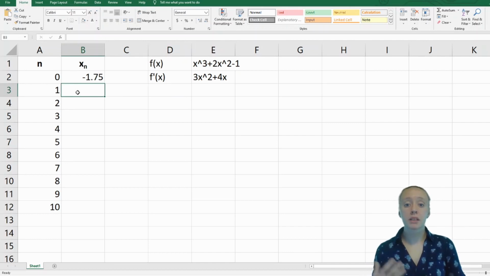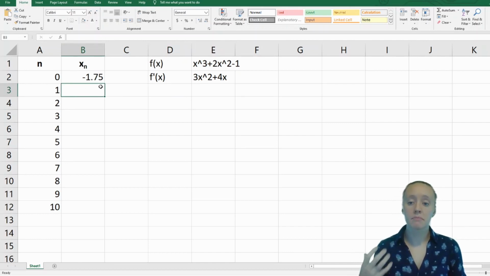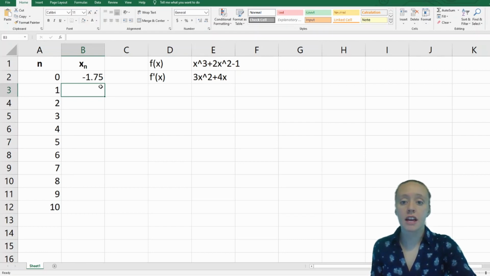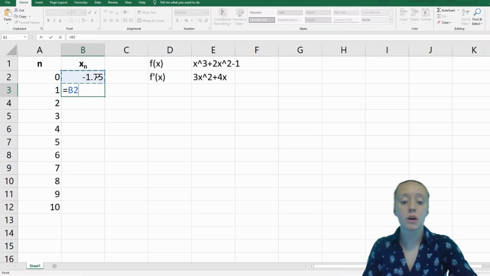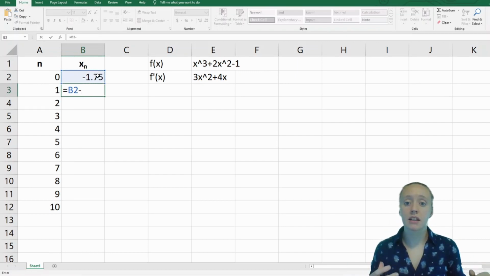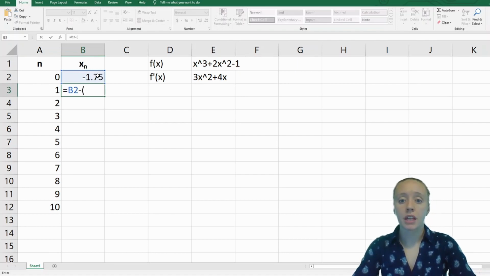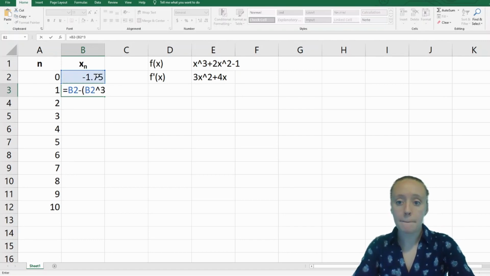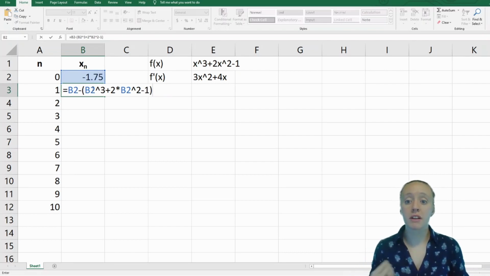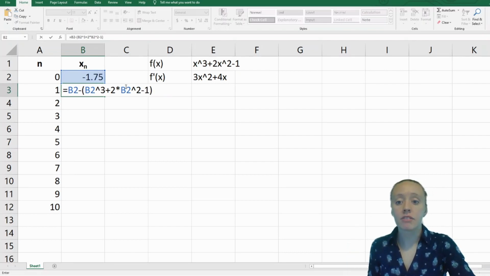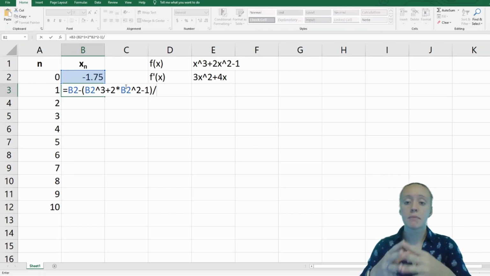Now what I'm going to do is apply those using my cell values in Excel. So I'm going to say equals, remember my formula, x sub n, so I'm going to click that previous cell B2, minus f of x sub n. So I'm going to put this in parentheses, and I'm going to say my cell B2 cubed plus 2 times B2, that quantity squared, minus 1. So there's my function value of my cell B2, and I divide that by my derivative at my cell B2, that value of negative 1.75.